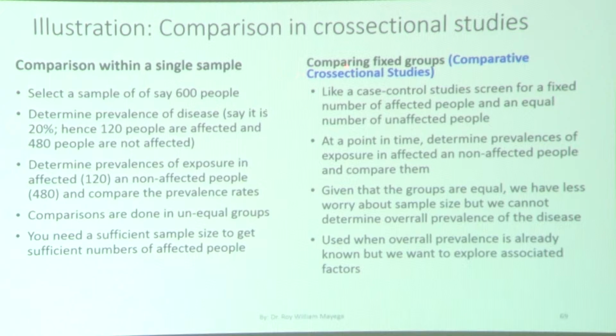On the other hand, comparing fixed groups, these are also called comparative cross-sectional studies. They're essentially like case control studies. We screen for a fixed number of affected people and an equal number of unaffected people. At a point in time, we determine the prevalence of different suspected exposures and we compare them. And the groups are equal, so we don't worry about getting very small samples. However, we cannot determine overall prevalence since the groups are predetermined to be equal.